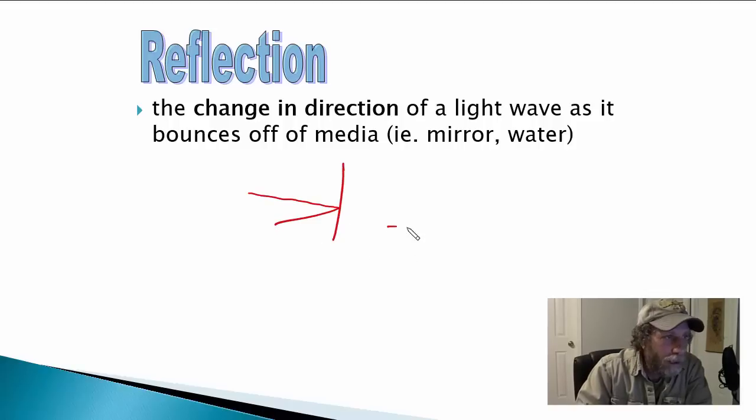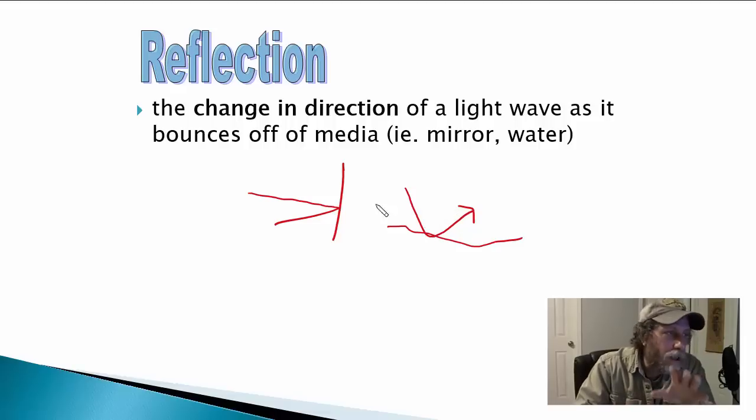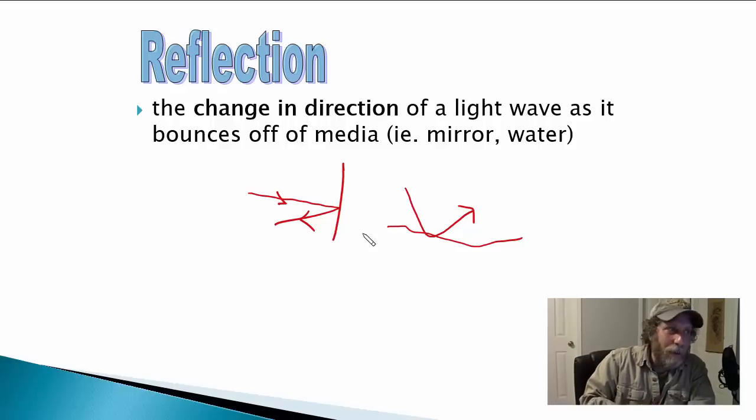Or you've got some water here. Light's going to come along, and it's going to bounce off in different ways, and there are different types of reflection, okay? But it's the change in direction. As you can see, the light ray is coming in this way, going from left to right, roughly horizontal, and it comes off and goes the other way, bouncing off.